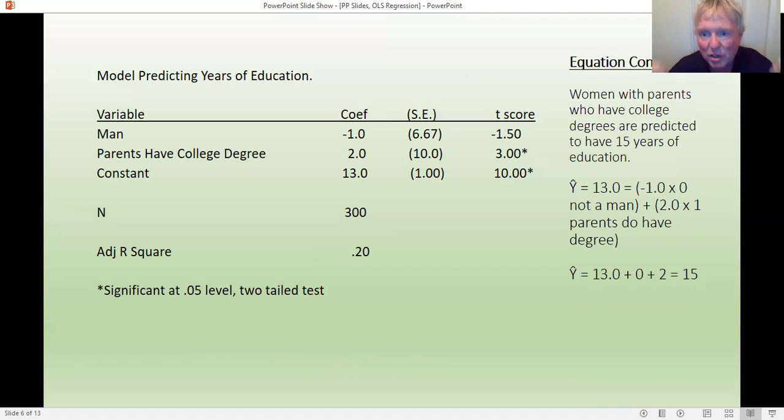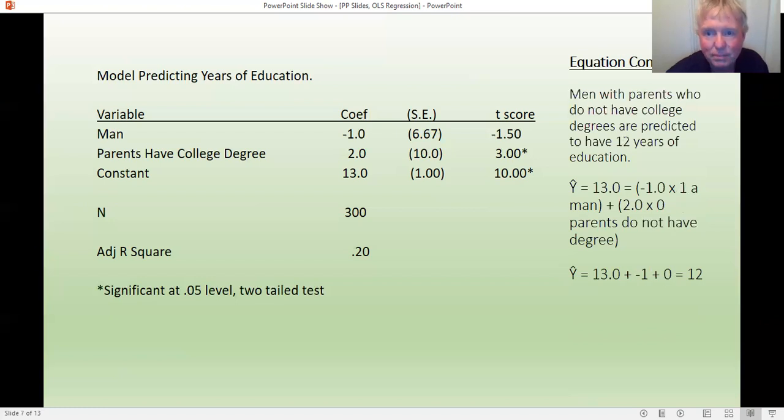We can see from the equation, y hat equals 13, which is A, plus -1 times 0 for being not a man, which equals 0, plus 2 times 1, because the parents do have a college degree. So the prediction is y hat equals 13 plus 0 plus 2, which equals 15. You would predict that this woman would have 15 years of education. That's what the regression model does, it predicts that it has that prediction equation.